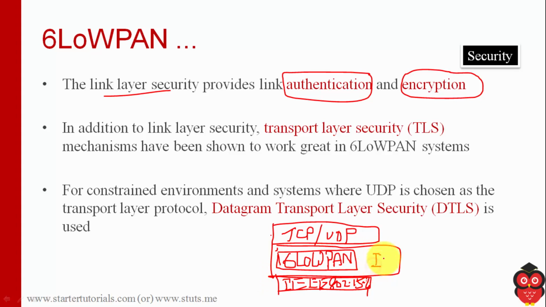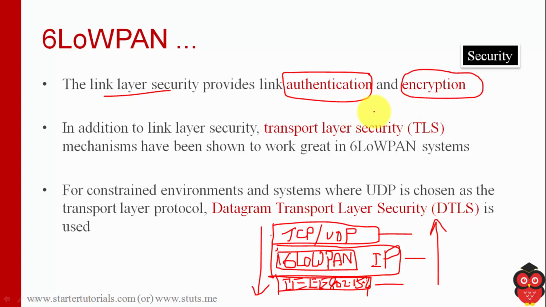This is the IP layer. This is the link layer. This is the IP layer, and this is the transport layer. So with 6LoWPAN, the data will be moving like this at the sender. At the receiver, the data will be moving like this, from bottom to top, and at the sender it goes from top to bottom, application layer to physical layer, and here physical layer to application layer.